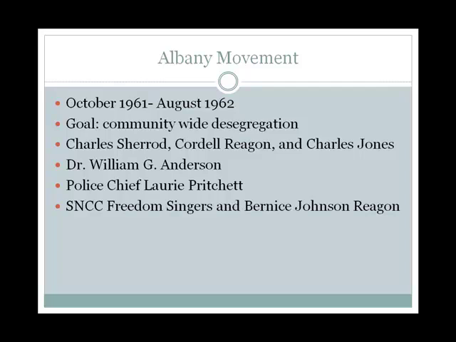Two months after King left Albany, black voter registration led to a runoff election between a black candidate and a white candidate for a seat on the city commission. And the following spring, the city commission in Albany removed all of the segregation statutes from their books. So in effect, citywide or community-wide desegregation was accomplished, but maybe not within or at the time of the movement itself.